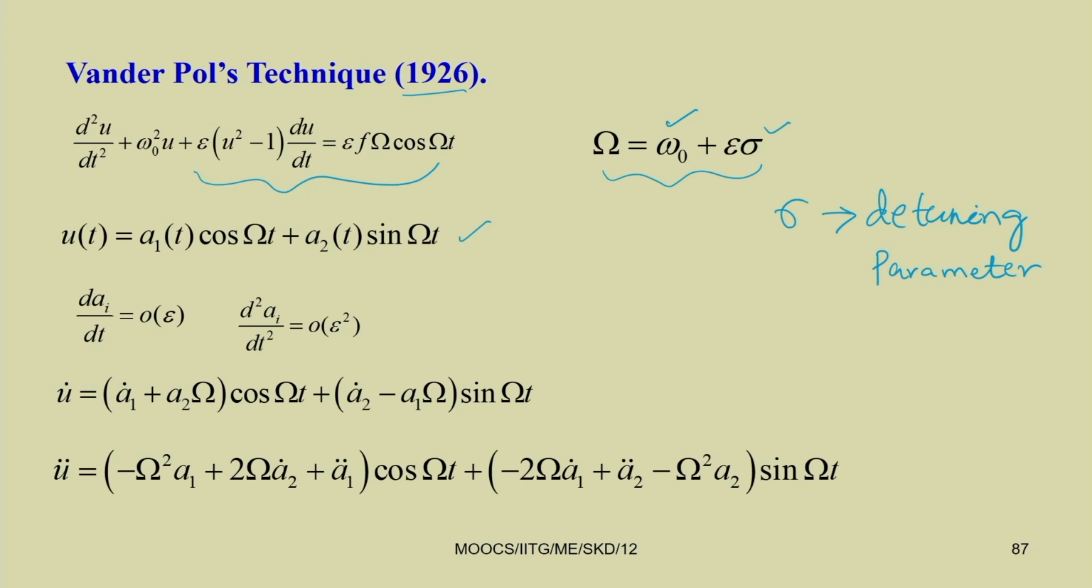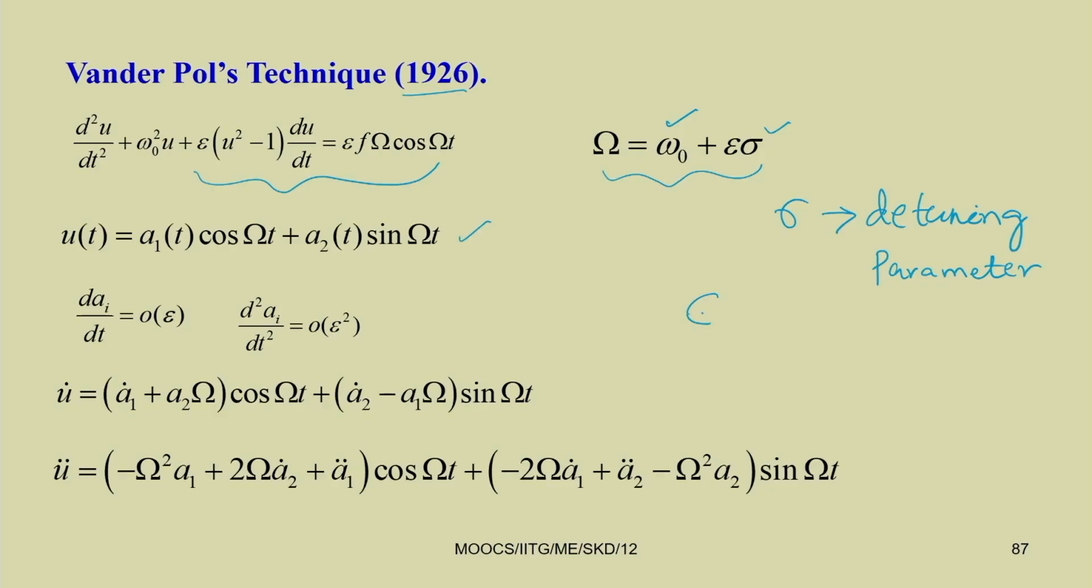So, the derivative of these is considered to be of the order of epsilon, that is, epsilon d a_i by dt is considered to be of order epsilon, and d square a_i by dt square is considered to be of order epsilon square, where epsilon is a bookkeeping parameter which is very much less than 1. For example, you can take it 0.1 or 0.01, like that.